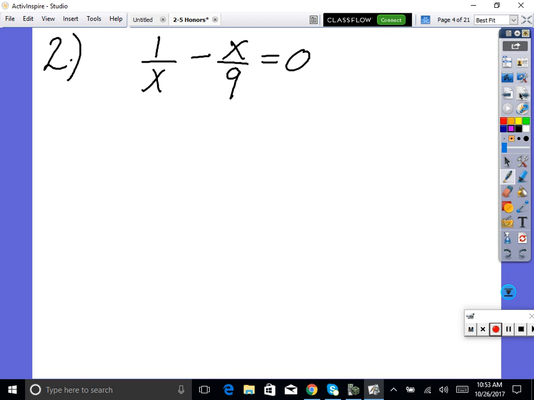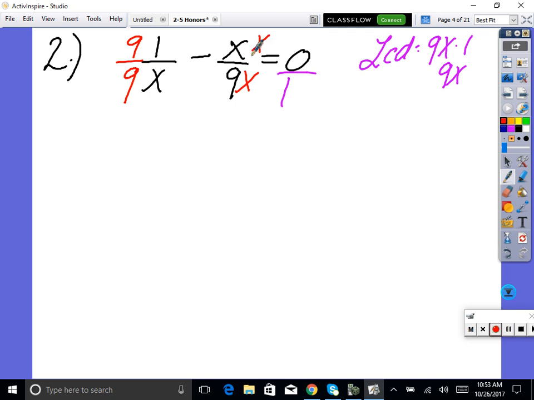Number 2. Here we go. Least common denominator. Now 0 is 0 over 1. Let's find our least common denominator. We have an x, we have a 9. That's 9x times 1. So our least common denominator is 9x. Let's fix our denominator. So what am I going to multiply by here? 9 over 9, right? x over x. And then 9x over 9x. So I have 9 over 9x minus x squared over 9x.